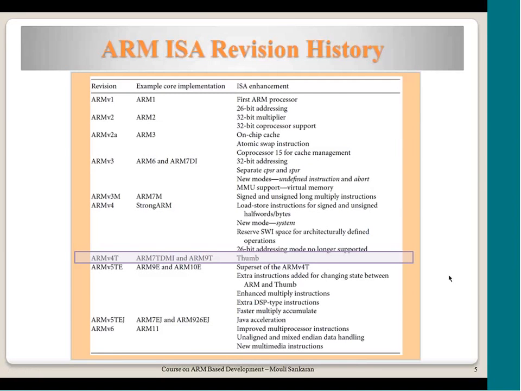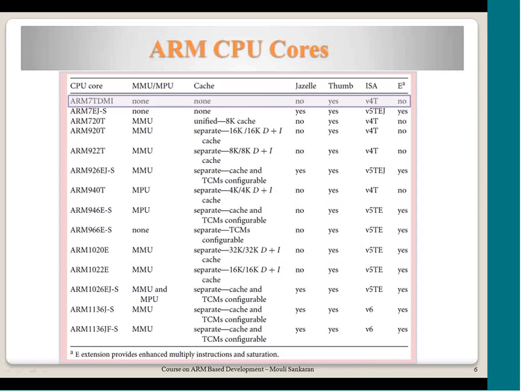Okay, so these are the different CPU cores along with their features. Now we will not go into the details of each one of them, but just highlight a few. See, this has no cache inside the chip. There is no MMU, the memory management unit, or MPU, the memory protection unit, though we will be touching upon these features in later sessions. ARM7TDMI as such doesn't have these hardware blocks built into the SoC. So this follows V4T ISA, and it has got a Thumb mode.